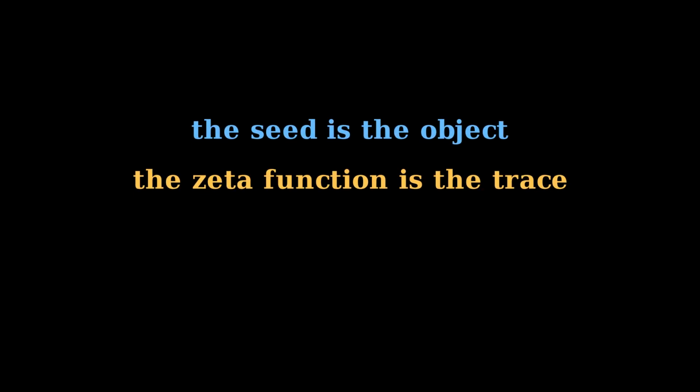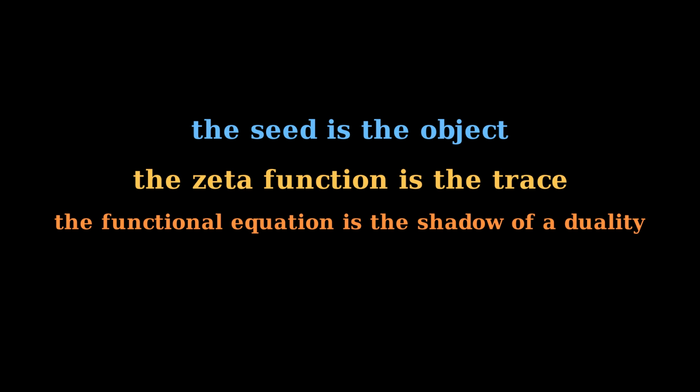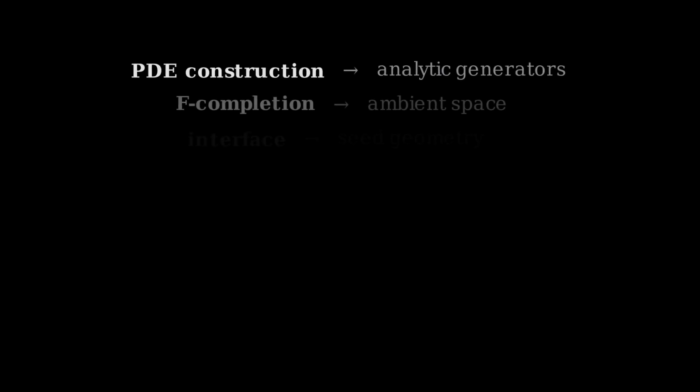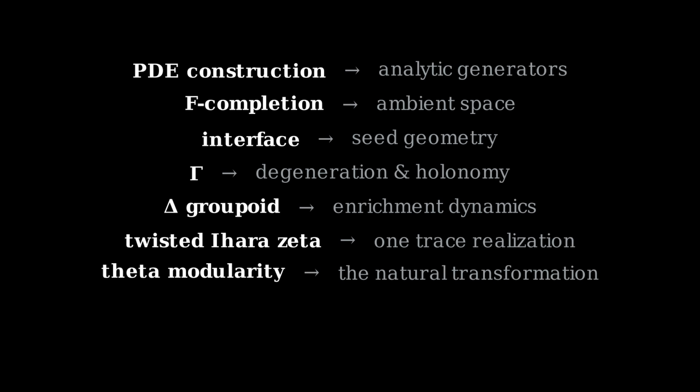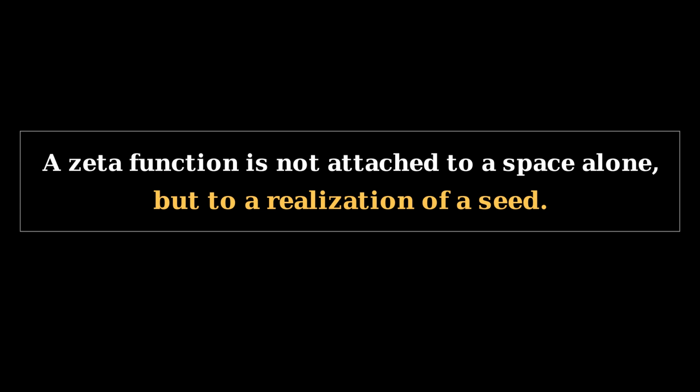In this picture, the seed is the object, the zeta function is the trace, and the functional equation is the shadow of a duality between realizations. The early PDE construction supplies the analytic generators. The F completion supplies the ambient space. The interface supplies the seed geometry. Gamma supplies degeneration and holonomy. The delta groupoid supplies the enrichment dynamics. The twisted Ihara zeta function supplies one trace realization. And theta modularity supplies the natural transformation between cone and Gamma realizations. A zeta function is not attached to a space alone, but to a realization of a seed. Zeta space is a theory of seeds, realizations, and traces. This is the functorial form of zeta space.